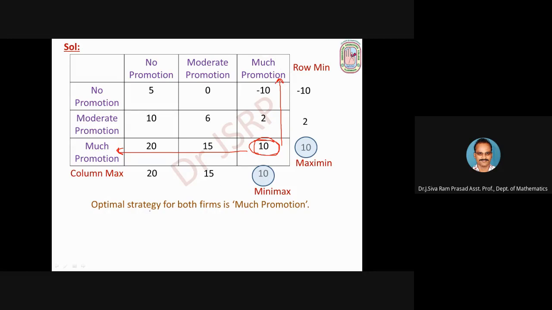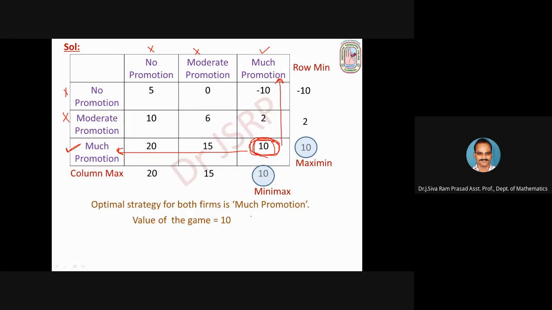So that means firm A selects the strategy much promotion with probability 1, ignoring the first two, no promotion and moderate promotion. Similarly, firm B also selects the much promotion strategy with probability 1, ignoring the other two strategies, no promotion and moderate promotion. Then the value of the game is this value. So the value of the game equals 10. So here maximin equals minimax equals the value of the game.